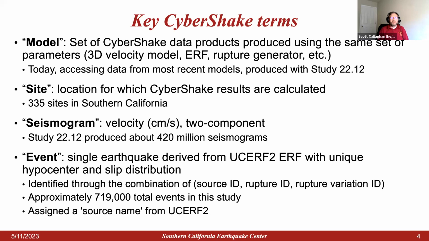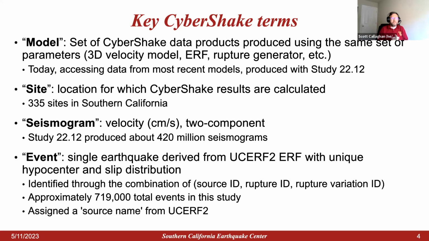For an event, I'm talking about a single earthquake where we started with that UCERF2 description of a fault surface and a magnitude. Then we have a unique hypocenter somewhere on it and a unique slip distribution. When we want to talk about an event, we can identify it through a combination of three numbers. The source ID, which corresponds to what fault it was on, what the fault section is, what its name is. A rupture ID, which corresponds to the magnitude that goes with that particular fault section. And then a rupture variation ID, which uniquely identifies the hypocenter and slip. So with these three numbers, you can identify an event in the CyberShake catalog.